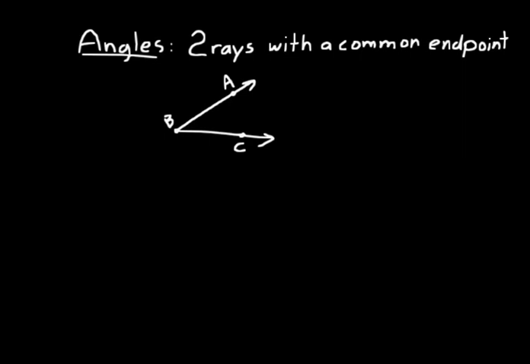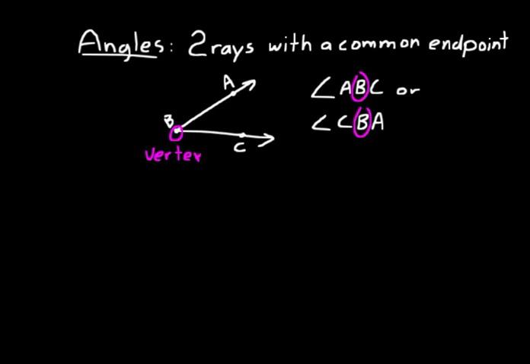Now we use a special symbol to identify an angle, an angle-looking symbol, and then we write the letters ABC, or we could do angle CBA. Where the two rays meet, where that endpoint is in common, we call that the vertex. It has a special name. Notice when we write down the angle, like angle ABC or CBA, the letter representing the vertex is always in the middle of those three letters.